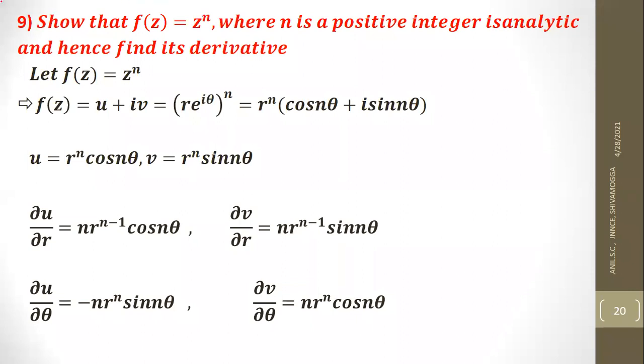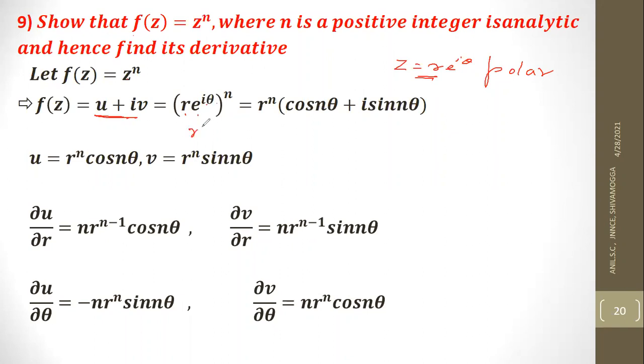Let f of z is equal to z power n, and f of z is u plus iv. The polar form of a complex number is r into e power I theta. Z is equal to r into e power I theta. This is called polar form. So z power n is equal to r power n into e power I n theta.